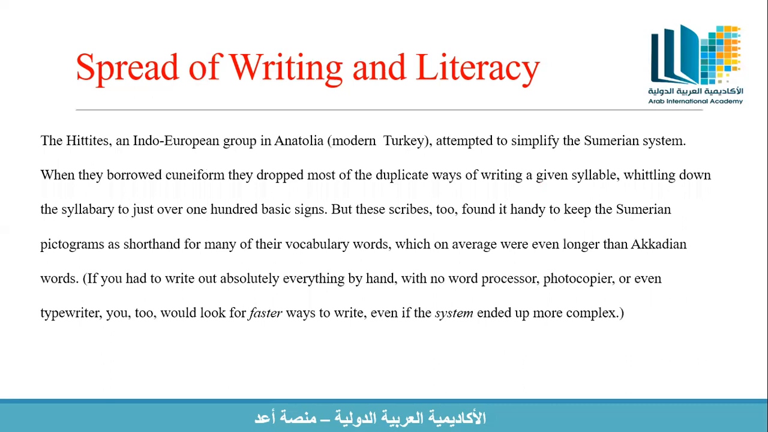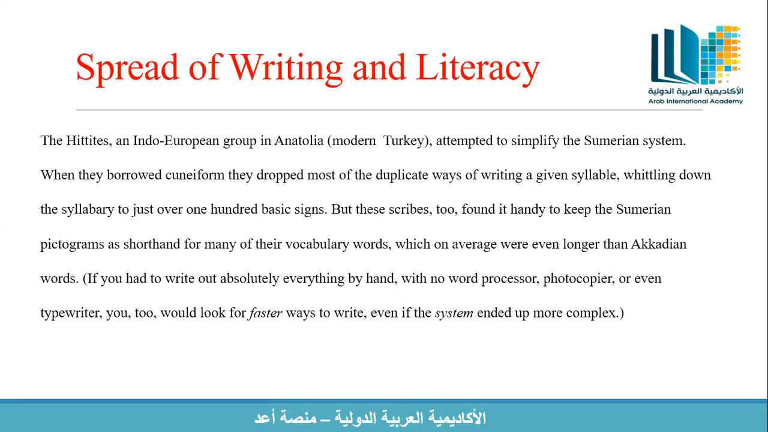So the Hittites, an Indo-European group in Anatolia, which is modern Turkey, attempted to simplify the Sumerian system. When they borrowed cuneiform, they dropped most of the duplicate ways of writing a given syllable, whittling down the syllabary to just over 100 basic signs. But these scribes too found it handy to keep the Sumerian pictograms as shorthand for many of their vocabulary words, which on average were even longer than Akkadian words.